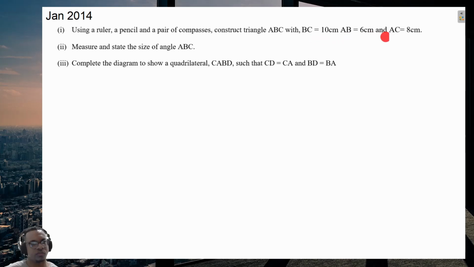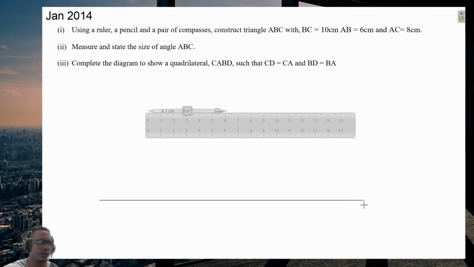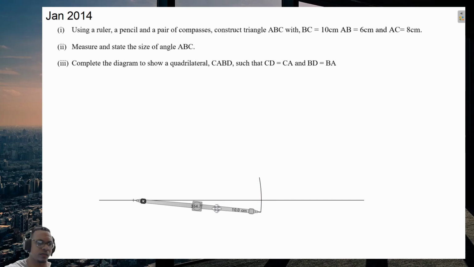So first we'll start with drawing the triangle ABC. Since you are given all three sides, you can start with any line segment you want to. Since BC comes first, I'll start with BC 10 centimeters first. So I'll draw a light line that's longer than 10 centimeters. Then I'll open my compass out to 10 centimeters. And that will be my line segment BC.